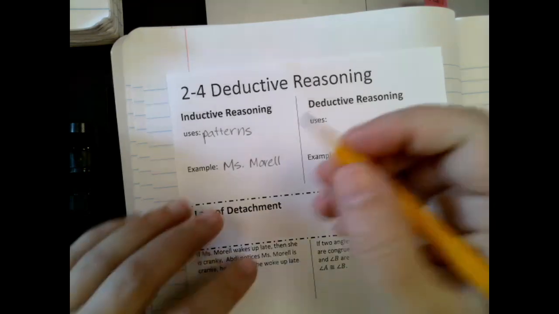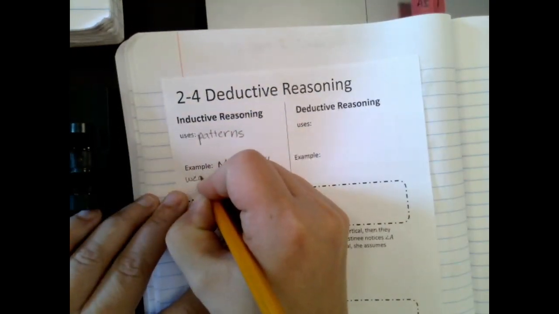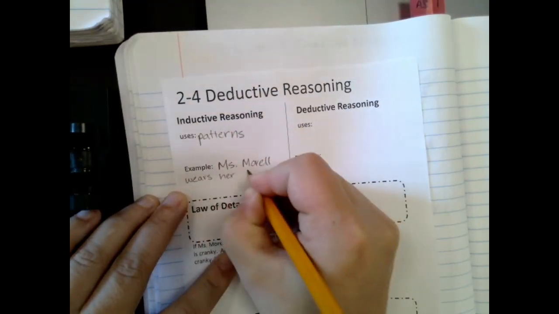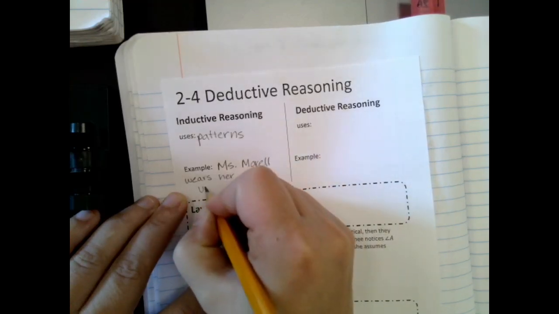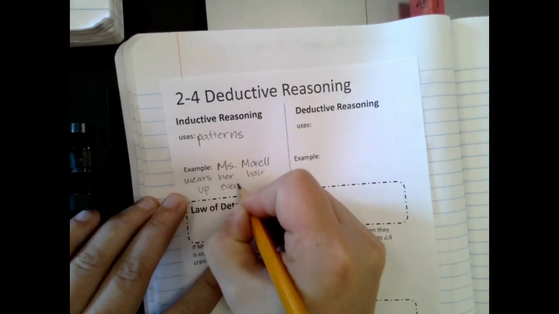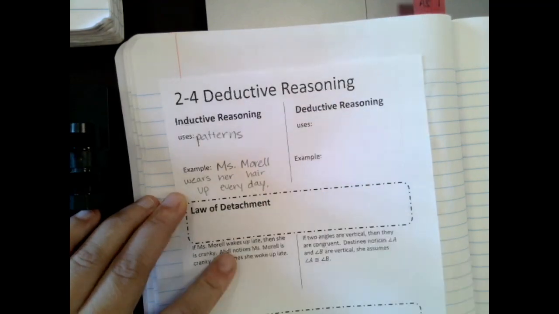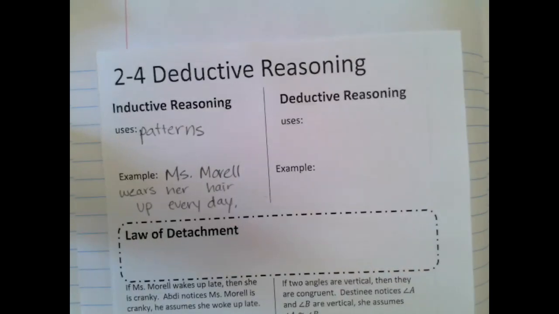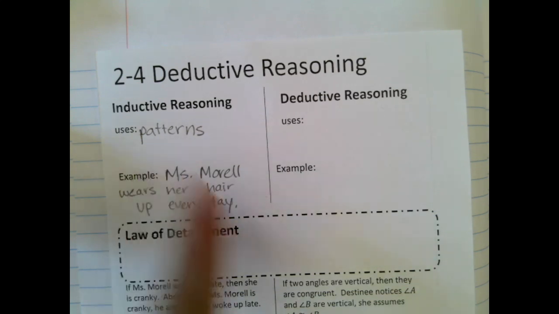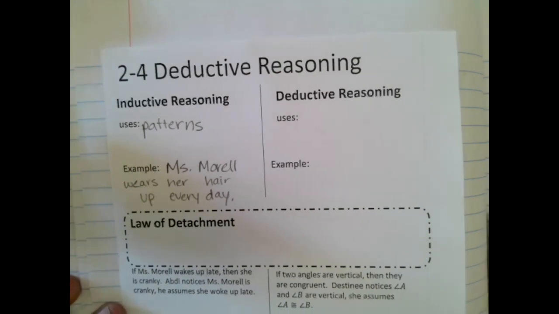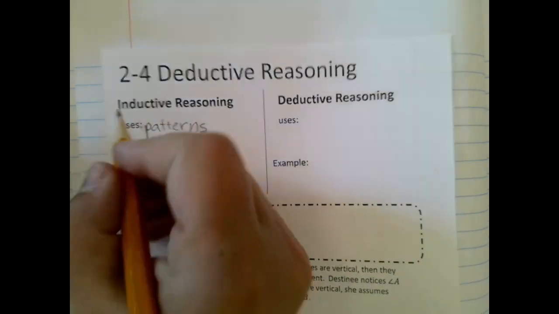So, Miss Morel wears her hair up every day. That's something that we can probably assume at this point. We're 3 weeks into school. Most days, or so far every day, I've worn my hair up. So you could probably assume that generally speaking, I'll wear my hair up every day. Okay, it's not a rule. It's not written somewhere that we have to do it. It's just a pattern. Okay, and that's our inductive reasoning. That starts with that prefix in.